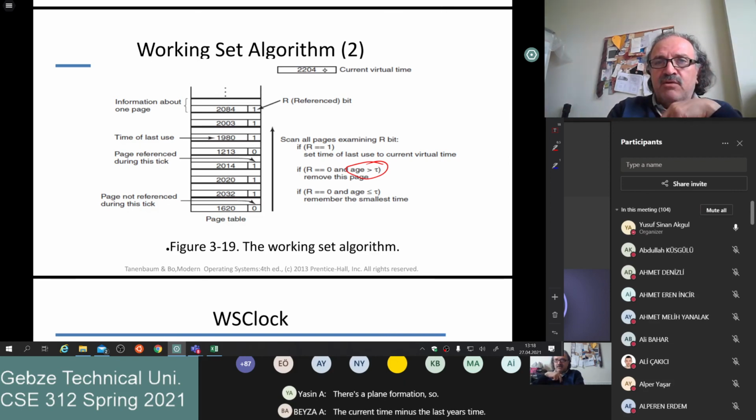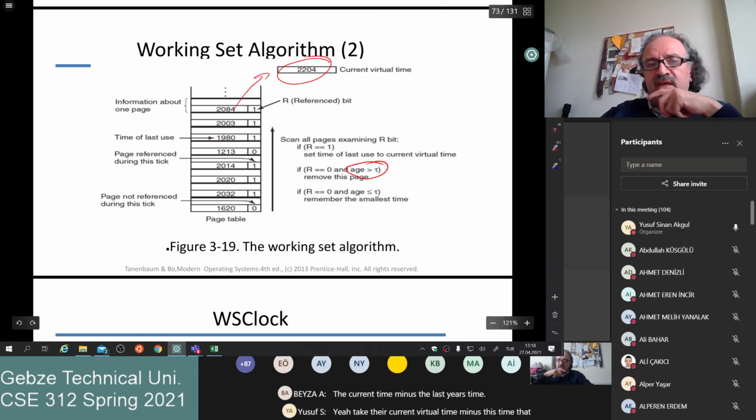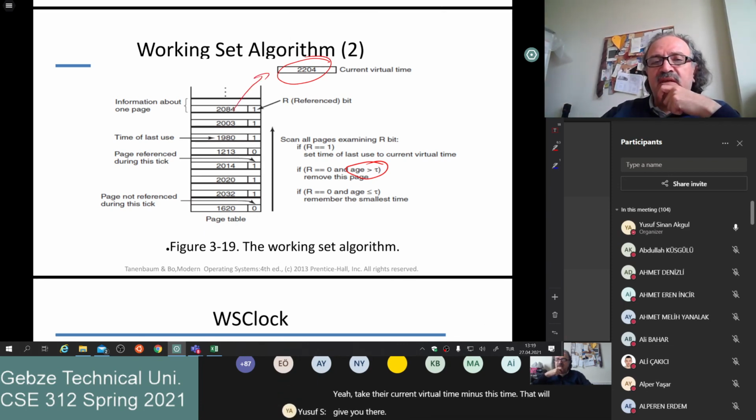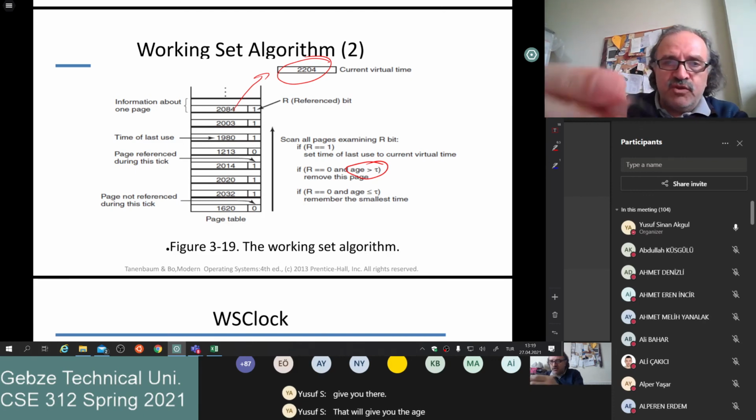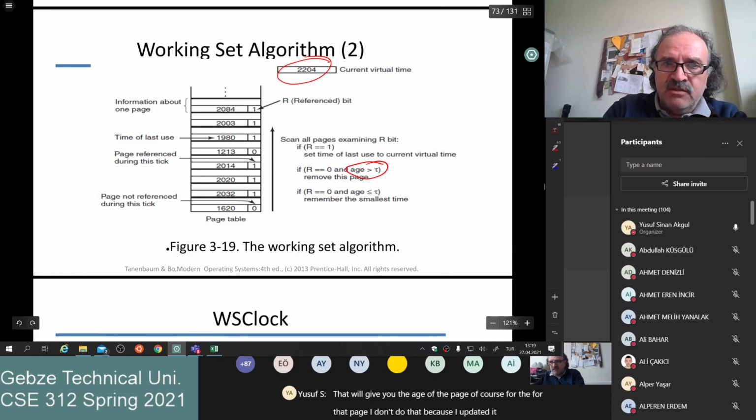Current time minus the last used time. Yeah, take the current virtual time minus this time. That will give you the age of the page. Of course, for the pages with R bit one, I don't do that because I updated them with the current time, so their age is zero.